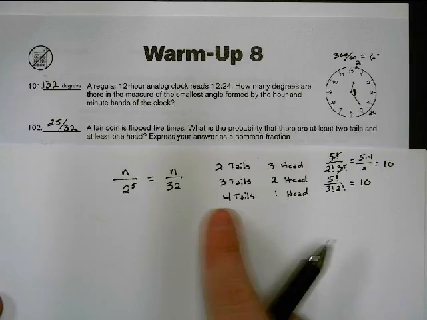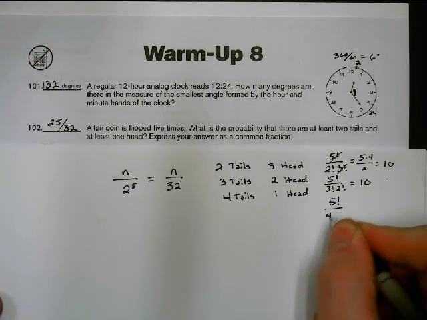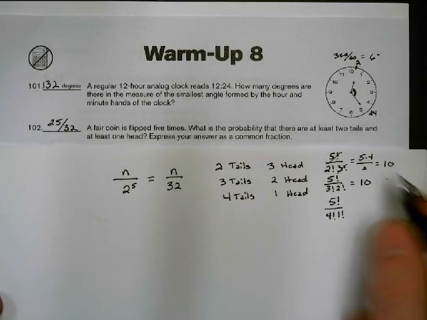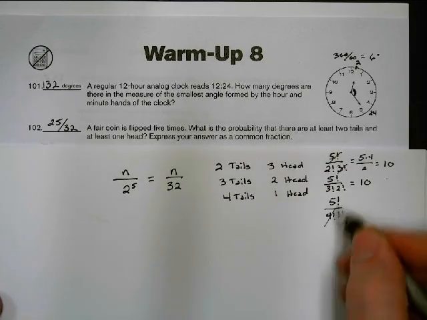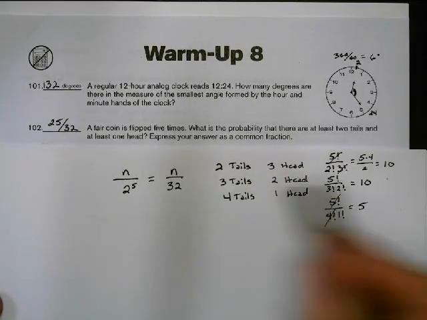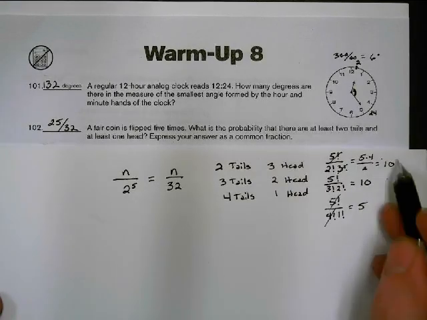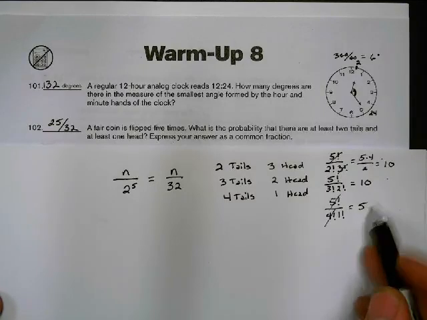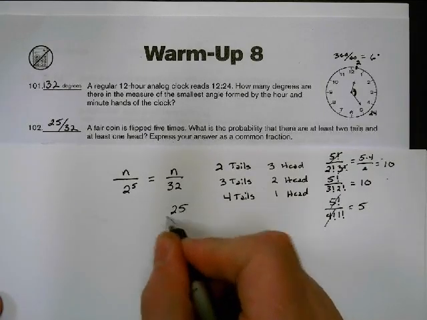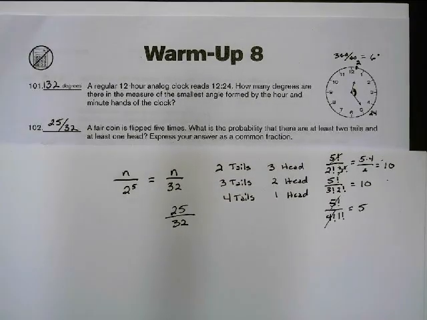Last one, 4 tails and 1 head: 5 factorial, but 4 things are the same, and then the one thing over here is not the same. So we would start reducing, and we would just be left with 5. From this case, I've got 10 outcomes. From this case, I've got 10 outcomes. From this case, I've got 5 outcomes. I have a total of 25 outcomes. So we have 25 over the total 32 outcomes. I guess you could have, we don't worry about that. All right, next.